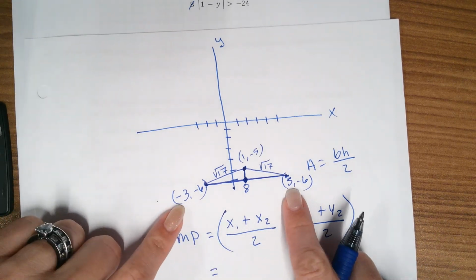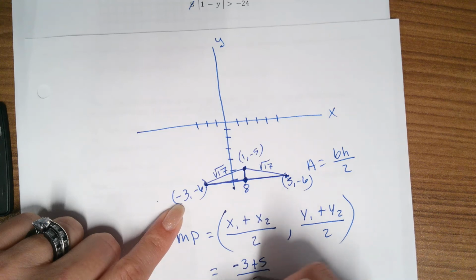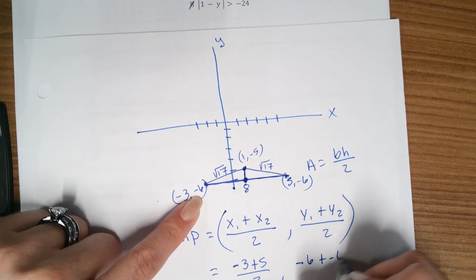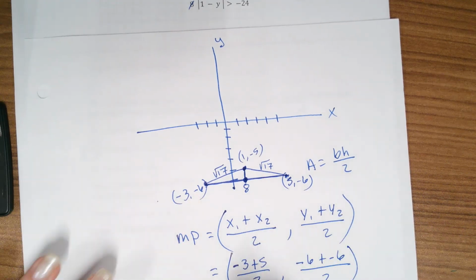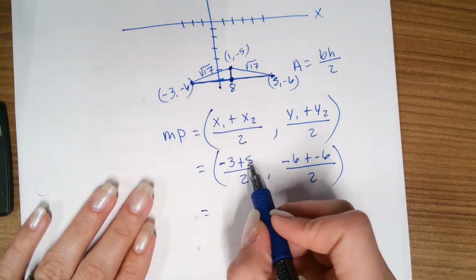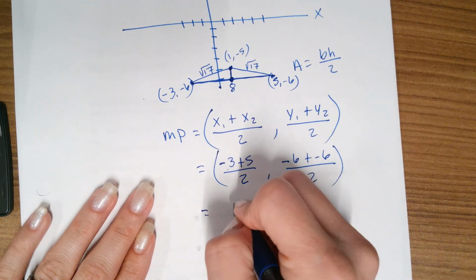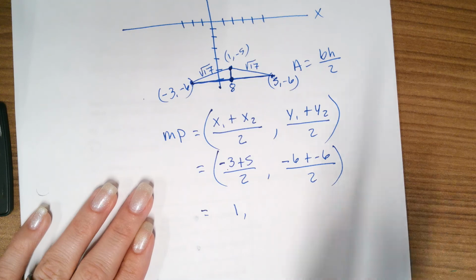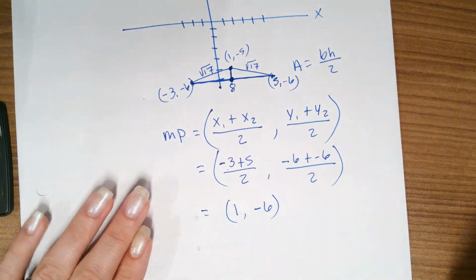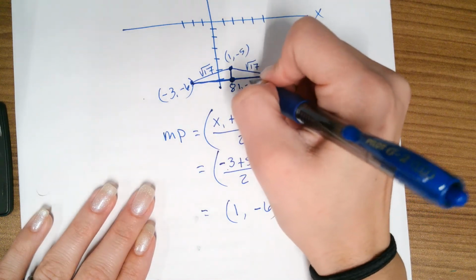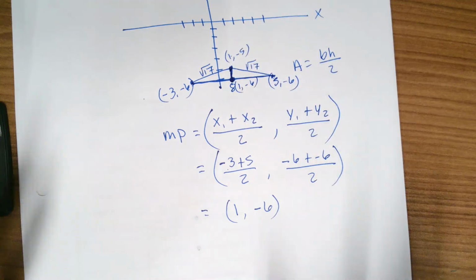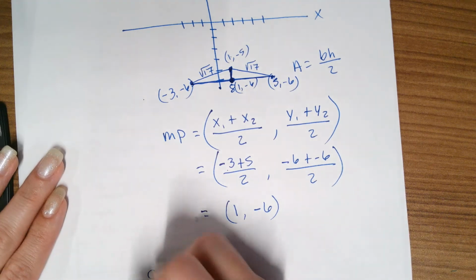So my x's are -3 and 5, so -3 plus 5 over 2. And my y's are -6 and -6, so -6 plus -6 over 2. And let's simplify. -3 plus 5 is +2, and 2 divided by 2 is 1. -6 plus -6 is -12, and -12 divided by 2 is -6. So here we have the midpoint. So this point right here is 1, -6. And to get that height, we need to find the distance between these 2 points. So we get to do the distance formula one more time.